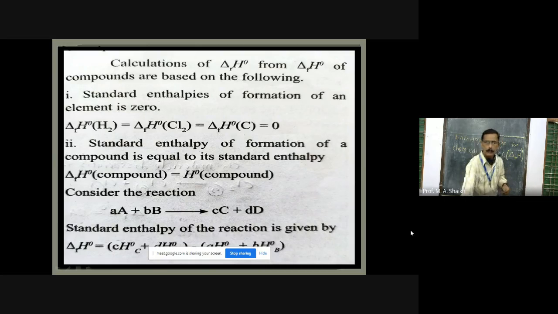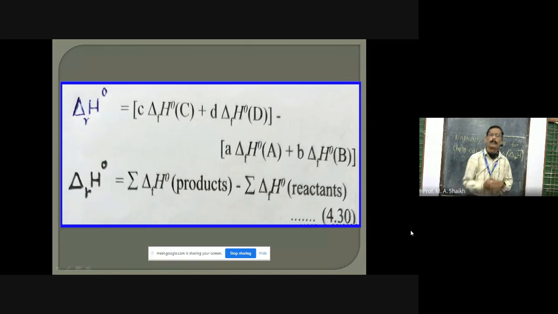Now if we go to the next slide, we can find delta H R 0 for any chemical reaction. Delta H R 0 means standard enthalpy of reaction, and we use the standard enthalpy of formation of reactants and products. See carefully on the slide how to find delta H R0, that is standard enthalpy of reaction. Standard enthalpy of reaction is equal to the summation of standard enthalpy of formation of products minus the summation of standard enthalpy of formation of reactants.